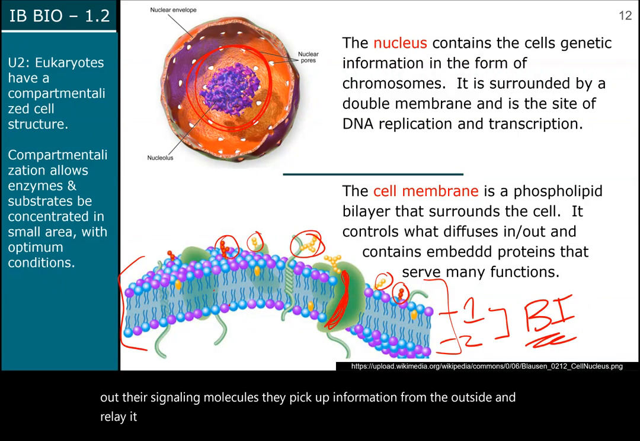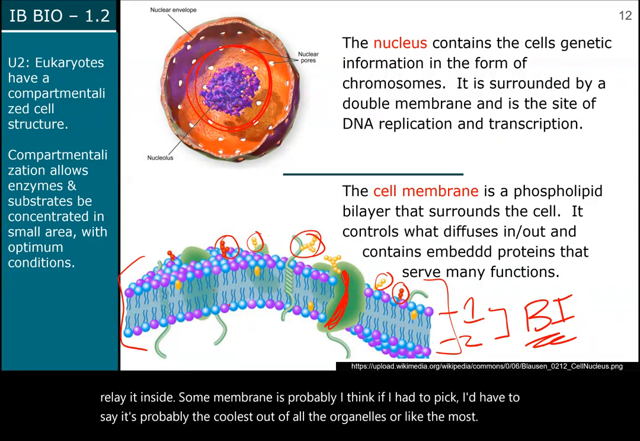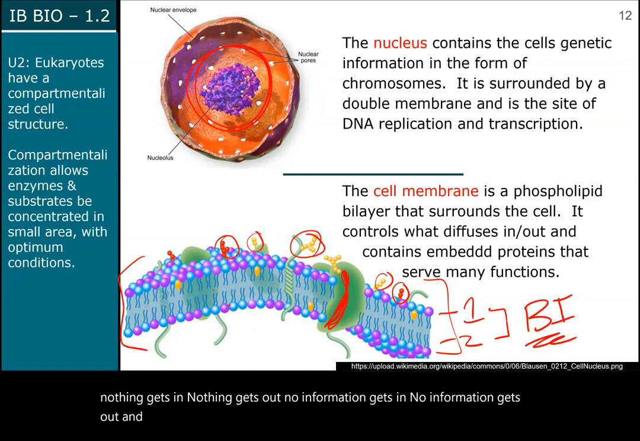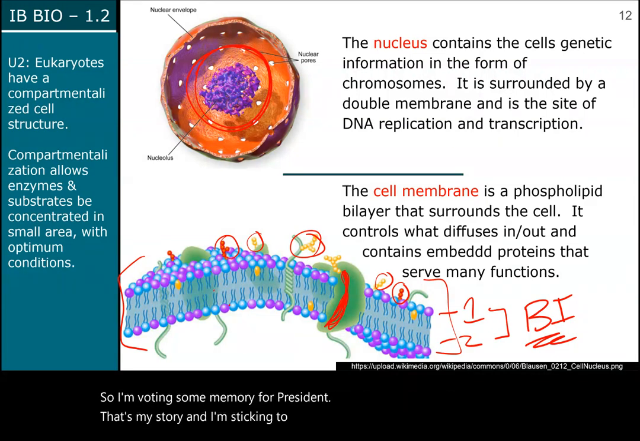The cell membrane is probably, if I had to pick, I'd have to say it's probably the coolest out of all the organelles, or the most functional. It's the most important one, because without it, nothing gets in, nothing gets out, no information gets in, no information gets out. And if something happens to the cell membrane, the cell dies. So yeah, I'm voting cell membrane for president. That's my story, and I'm sticking to it.